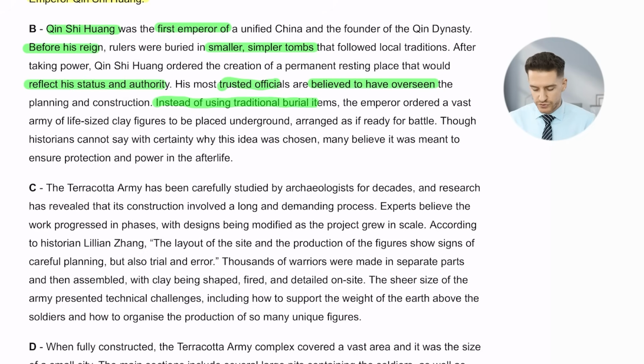Instead of using traditional burial items, the emperor ordered a vast army of life-sized clay figures to be placed underground, arranged as if ready for battle. Though historians cannot say with certainty why the idea was chosen, many believe it was meant to ensure protection. So this could be important. Historians cannot say why this idea was chosen.